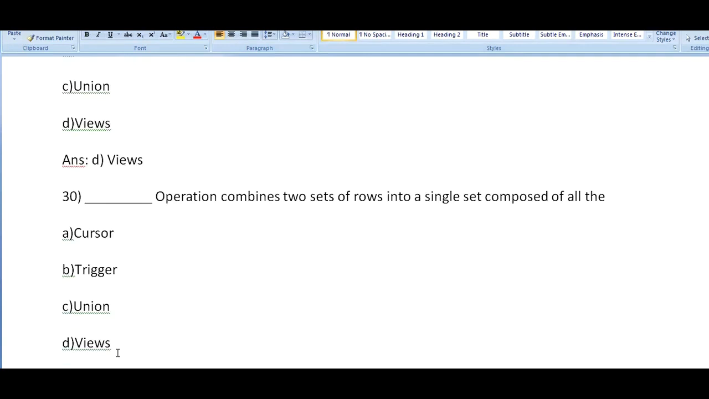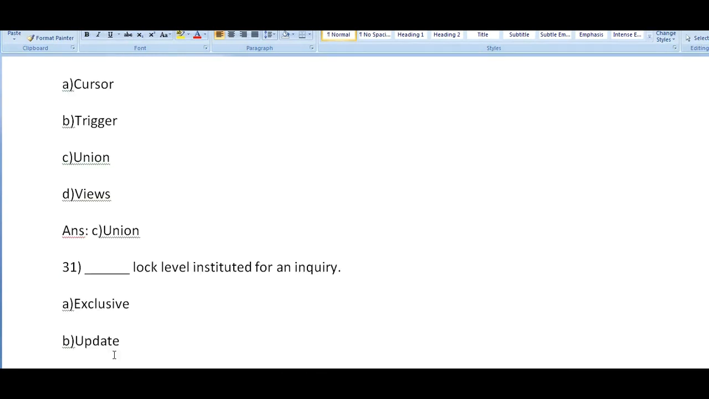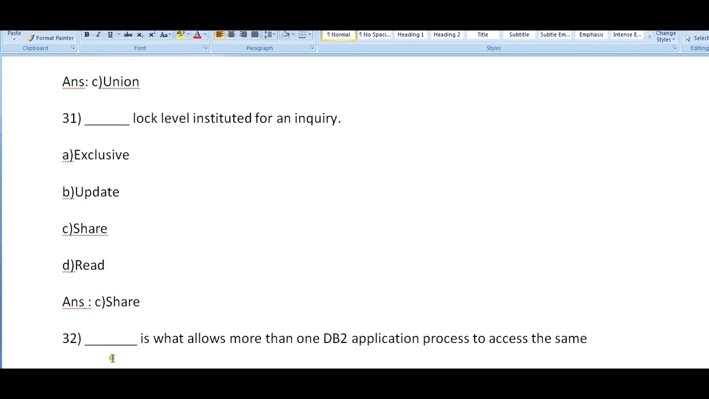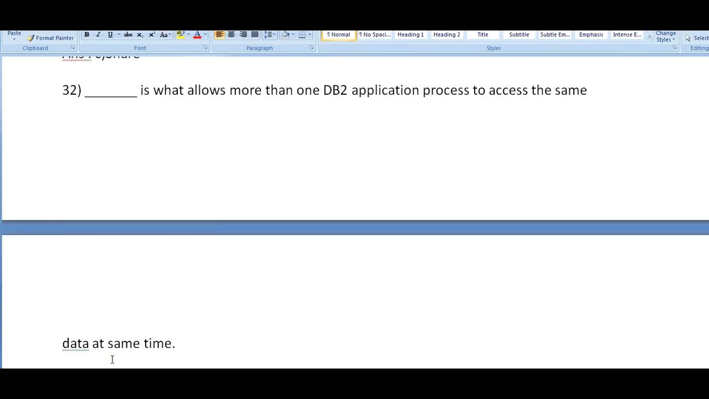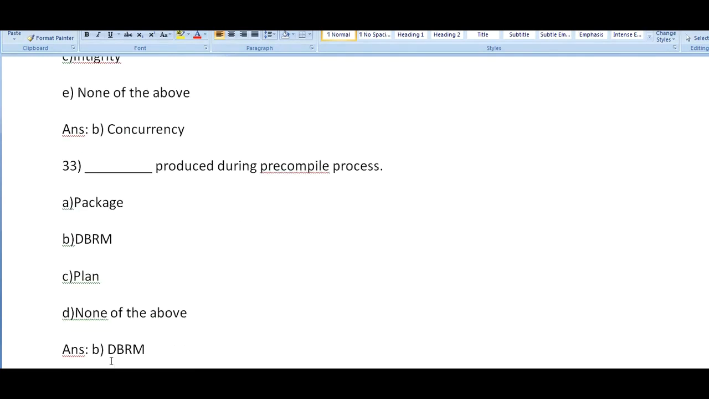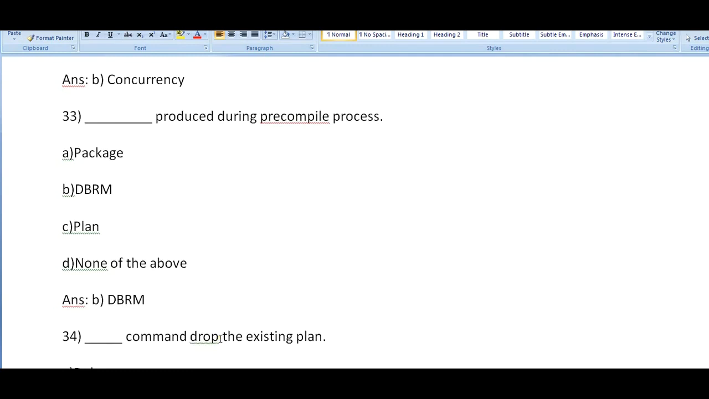Dash operations combine two sets of rows into a single set composed of all rows. Cursor, trigger, union, views. It's union. Dash lock level is instituted for an inquiry. Exclusive, update, share, read. It's share. Dash is what allows more than one DB2 application process to access the same data at the same time. It's concurrency. Dash is produced during the precompile process.